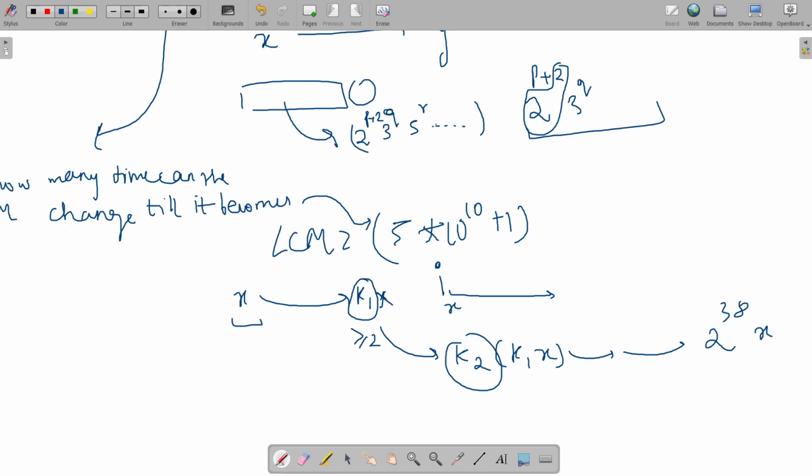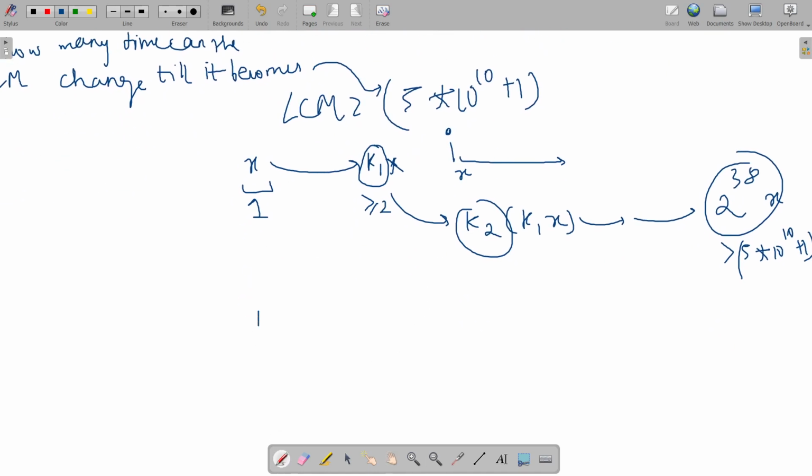And suppose x was as low as possible. X was initially 1. At the end, it becomes 2 to the power 38. And this number is greater than 5 into 10 to the power 10 plus 1. So from this, we can infer that when we fix some I and we increase the segments, like expand the j, the endpoint of the segment, we will keep expanding until the LCM increases around 38 times.